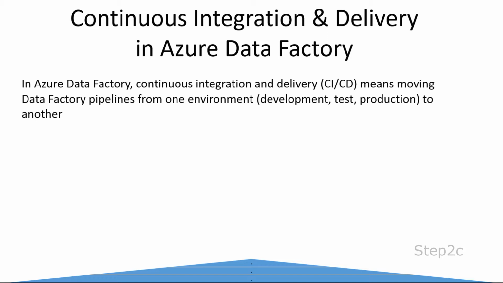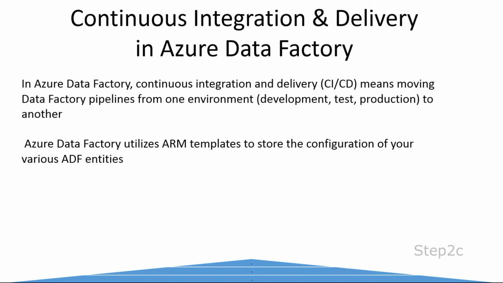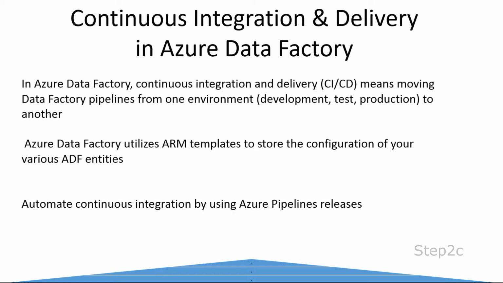So we will have different environments, and by using continuous integration and delivery, we could move our pipeline from one environment to another environment. And for this continuous integration and delivery, Azure Data Factory uses ARM template. So we know when we integrate Azure Data Factory with GitHub or DevOps, that will create ARM template, and we will use that ARM template for this delivery. And we could automate this process by using Azure Pipeline Release. So let's see what we are going to implement.